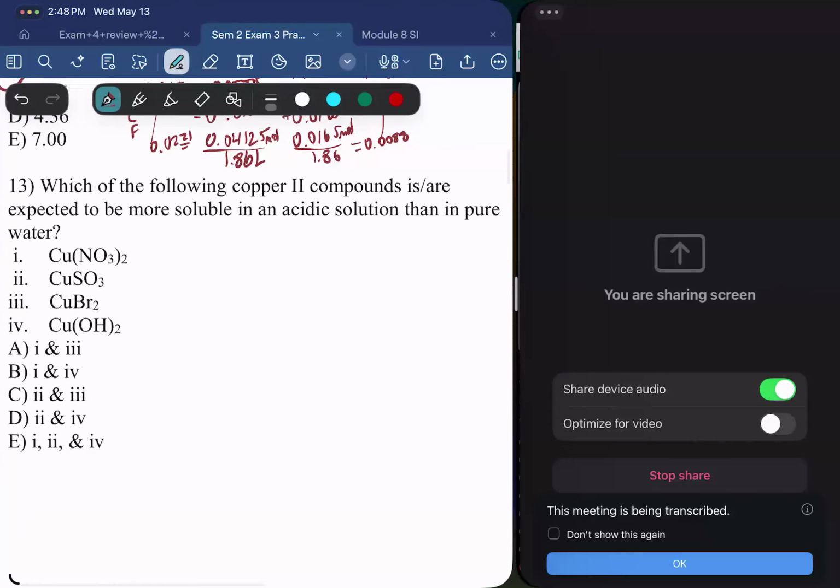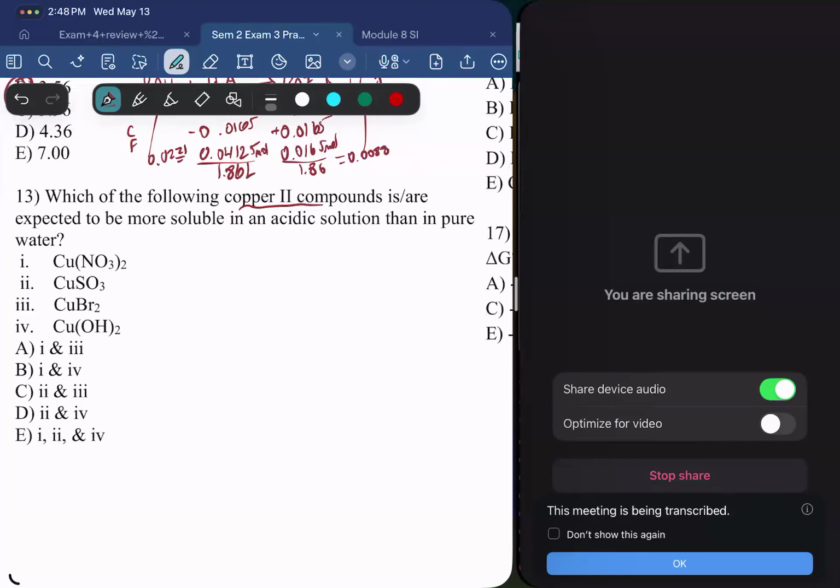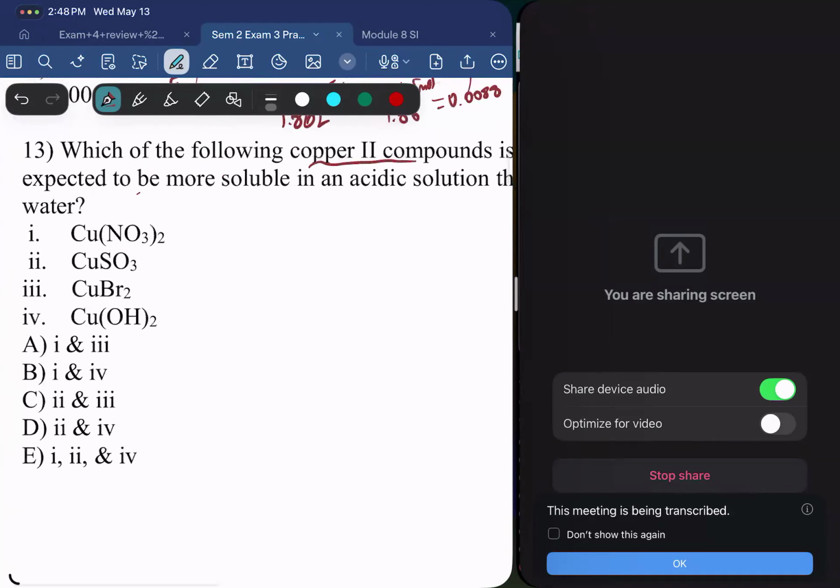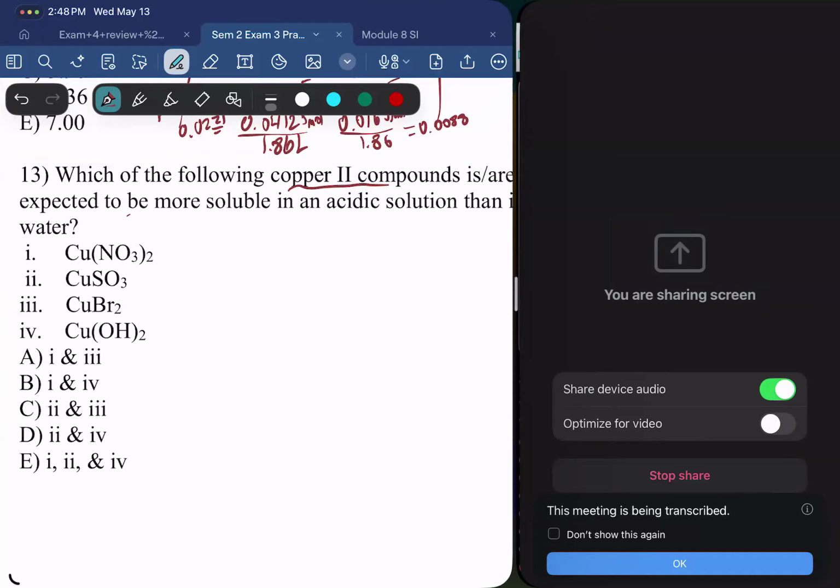13. Which of the following copper 2 compounds is/are expected to be more soluble in an acidic solution than in pure water? So the idea is you want to make sure that you identify which ones are conjugate bases of weak acids. This is based off the concept that the weaker the acid, the stronger the conjugate base, and the stronger the acid, the weaker the conjugate base.